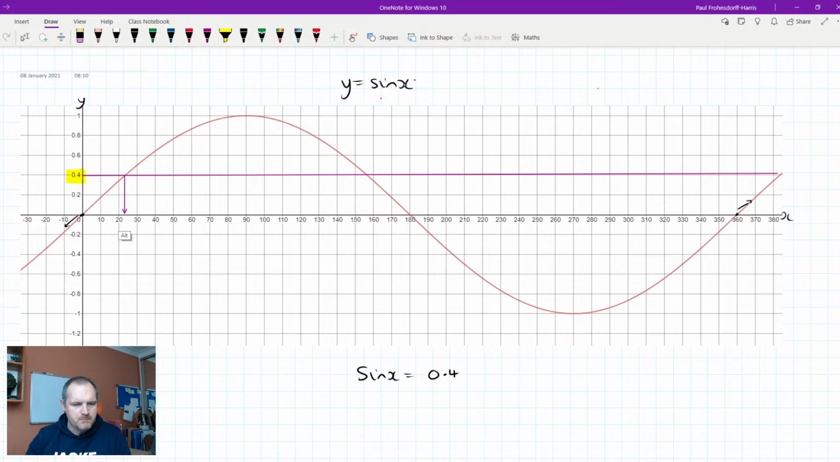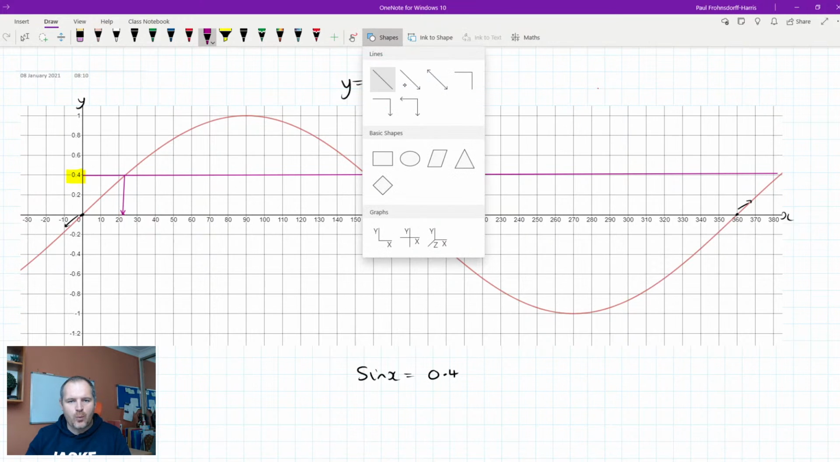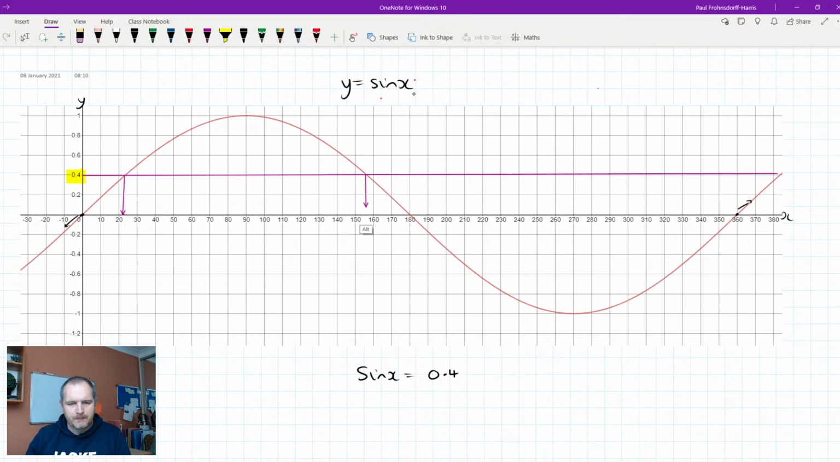One here. That's not the best drawing ever, is it? And one here. Now, what that means is we need to find 2 answers to this question because there are 2 places. And I reckon reading this across, it's approximately 23 degrees and it's approximately 157 degrees.